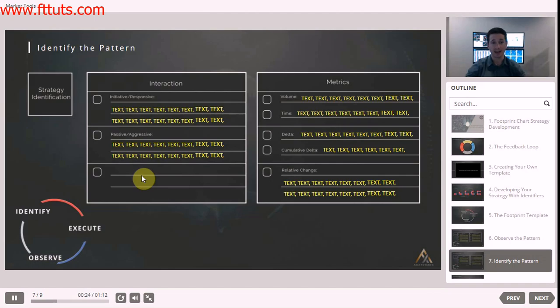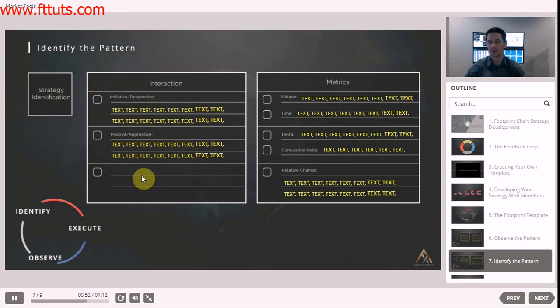Now, the first thing to look at is the two subsections, which is interaction and then the metrics. In terms of interaction, we're going to focus on was there initiative or responsive type price action? Was there passive or aggressive type price action? So it's the real interaction between the buyers and sellers that we're going to focus on. Then we're going to talk a bit about metrics. Some of the metrics we're going to focus a lot of attention on in the template is volume, time, the delta, the cumulative delta, as well as the relative changes.